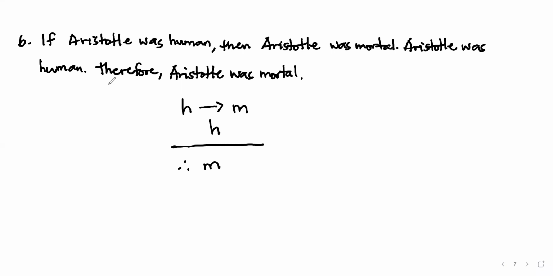Okay, so let's use this example about Aristotle. If Aristotle was human, then Aristotle was mortal, that is H implies M. Aristotle was human, that is H. Therefore, Aristotle was mortal, that is M. We're going to determine if the given argument is valid or not. So we're going to construct again a truth table. Before you construct a truth table, you need to write first the given argument in symbolic form. So we're done with the first step. Next is we're going to construct a truth table that shows the truth value of each premise and the truth value of the conclusion for all combinations of truth values of the simple statements.